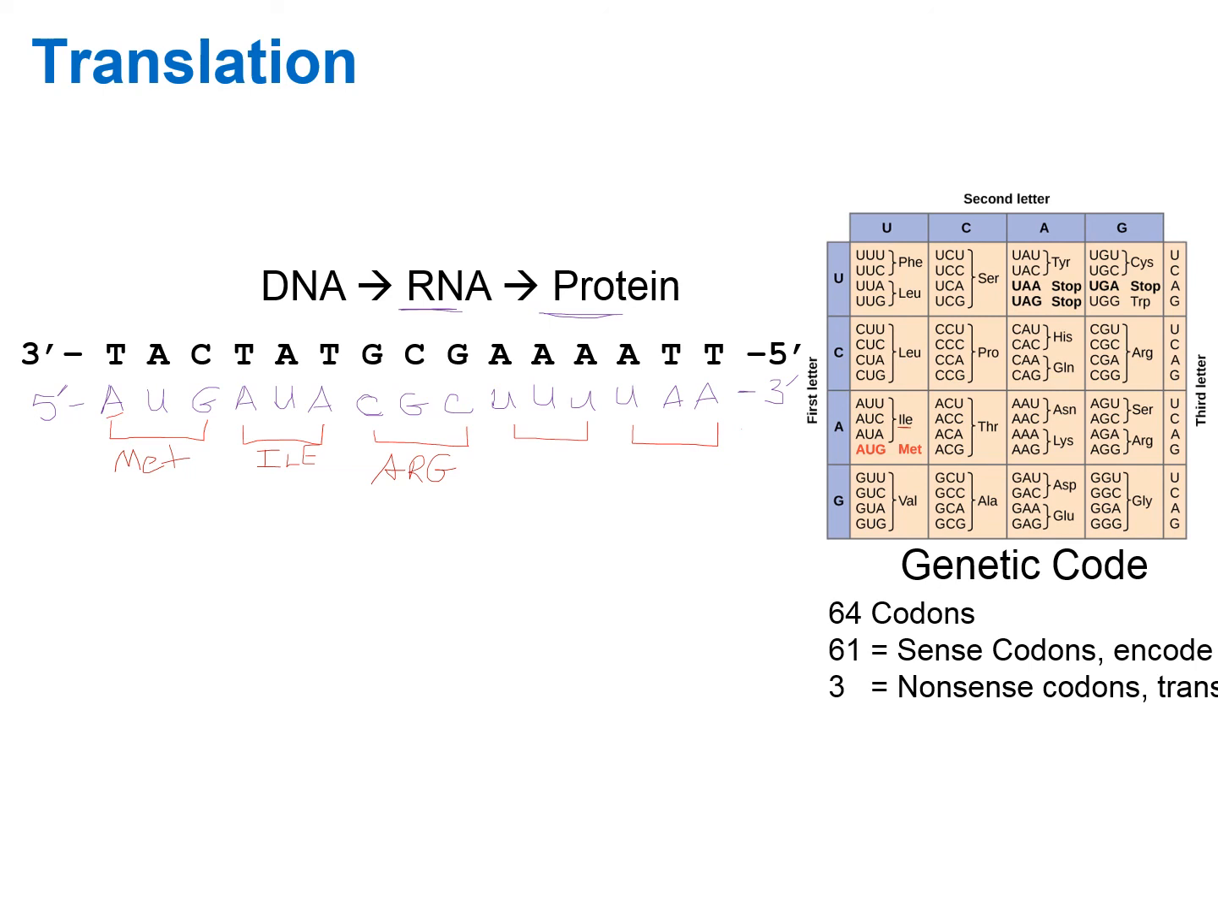So we had U here. We're going to go across the left side of the table, find the U, then go from left to right to find the second U, and then look for the third U. So that's this one here. That's phenylalanine, PHE.